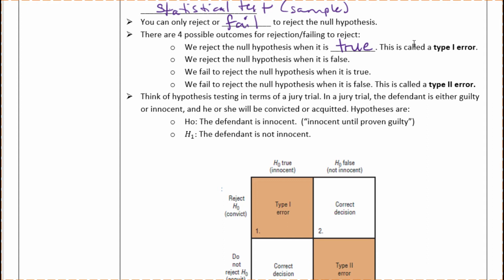So we reject the null hypothesis when it is actually true. We reject the null hypothesis when it is false. That's correct. If we fail to reject the null hypothesis when it is true, that's also correct. We made a correct conclusion. If we fail to reject the null hypothesis when it is false, then we call this a type 2 error. So when it is false, but we fail to reject it.